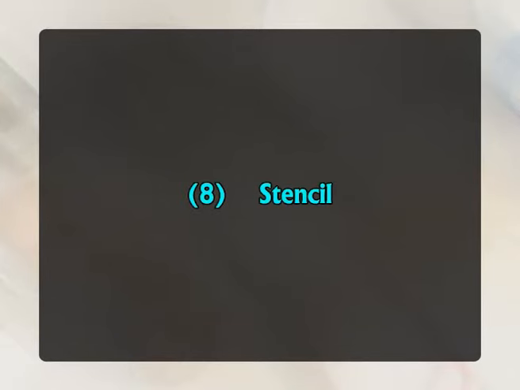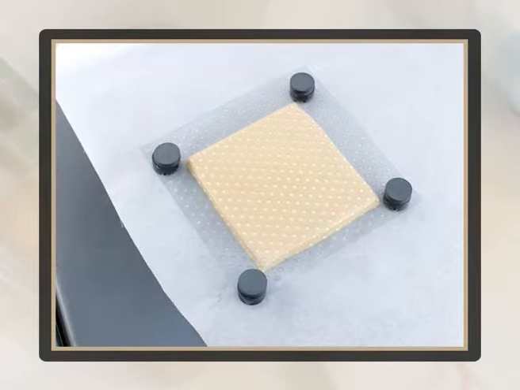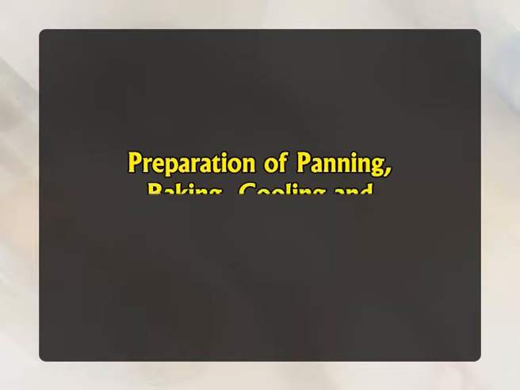Number eight, stencil. The stencil method is a special technique used with a particular type of soft dough or batter. This batter is often called stencil paste. It is used for making this type of cookie and also for making ribbon sponge cake for decorative work. The stencil is placed on the silicone mat or parchment. With an offset palette knife, batter is spread across the stencil to make a thin layer and then completely filled. Preparation of panning, baking, cooling and storage.